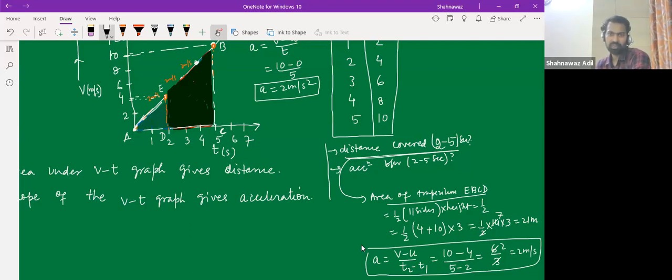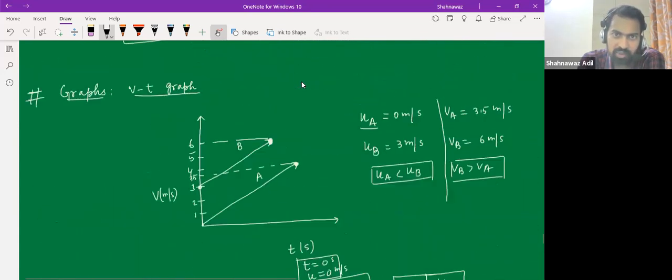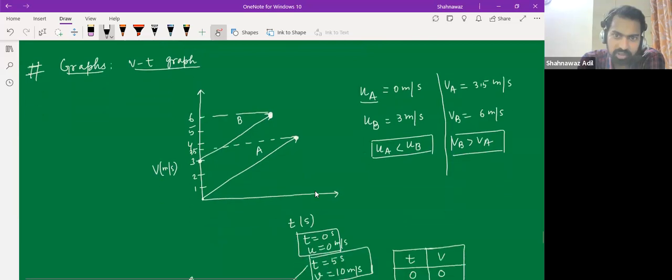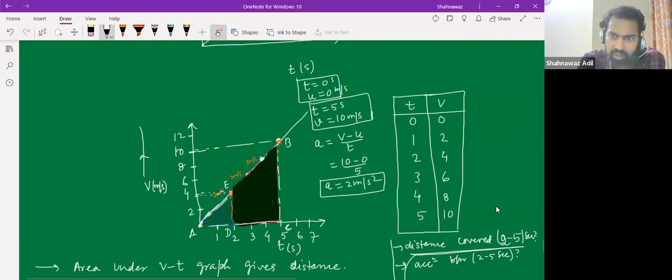No, sir. Okay, so please note it down and always keep in mind these 2 points. These 2 points are important in velocity time graph. So note down this part and then we'll go ahead.